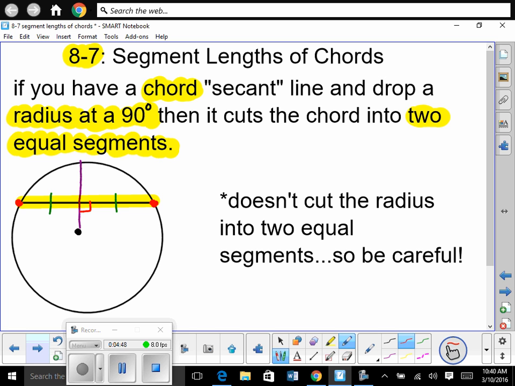So if this was 6, what's this? 6, right? Now here's a common mistake students have. They will change this rule around in their head and say, oh, so this is equal to this. Not true. It does not cut the radius in half. Does everybody understand that? That was not true. I'm going to erase that. Oops. Okay, it'll be a quick fix.